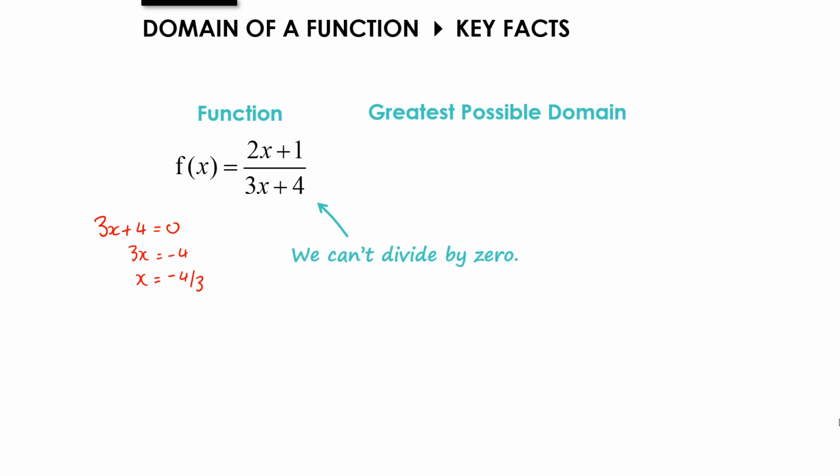So in this question, the only value that we can't put into that function is x equals minus 4/3. So the greatest possible domain is x is not equal to minus 4/3. I'm not going to draw the graph of this function just yet because I think it'll be really helpful to discuss that in more detail when we talk about the range of this function.